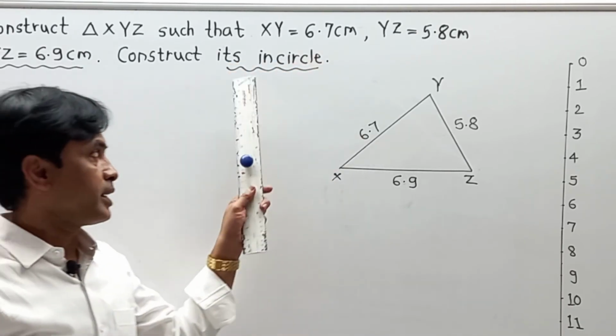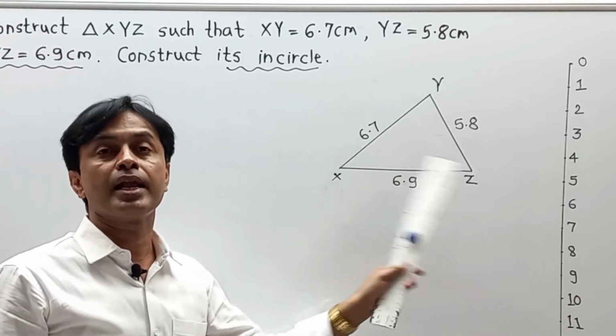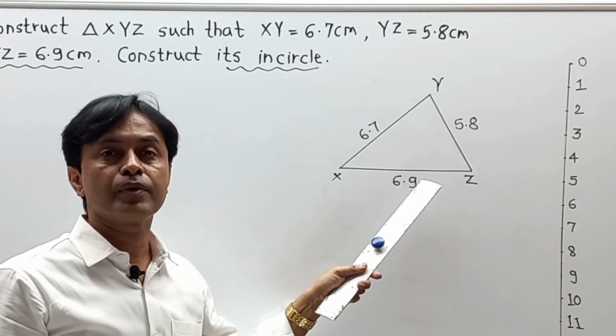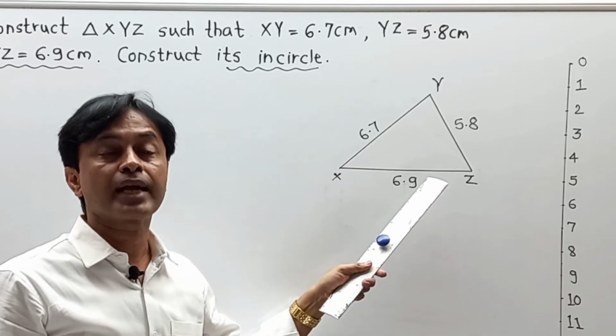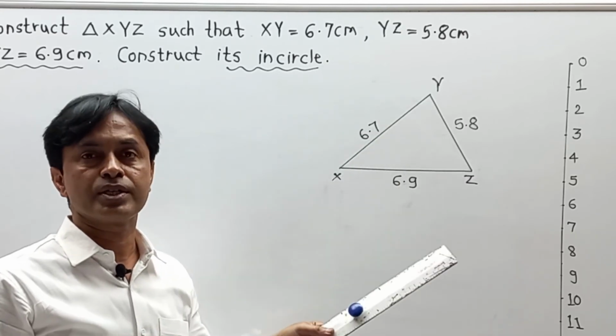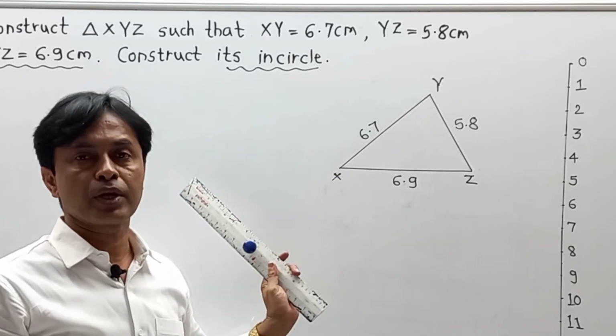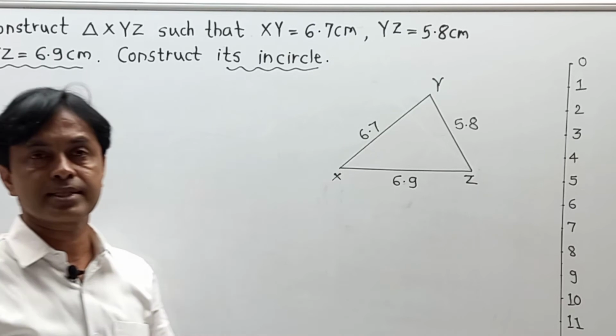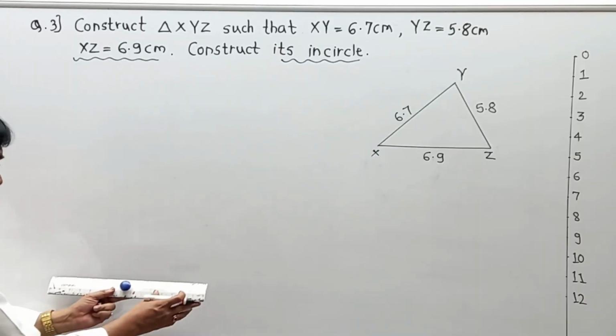Remember again, in an incircle we are going to draw angle bisectors. Getting a common point of intersection, from that point we are going to draw one perpendicular, which acts as a radius, and we are going to draw the incircle. All the parts I am going to draw over here, so please pay attention. Starting from the first base, XZ as 6.9.